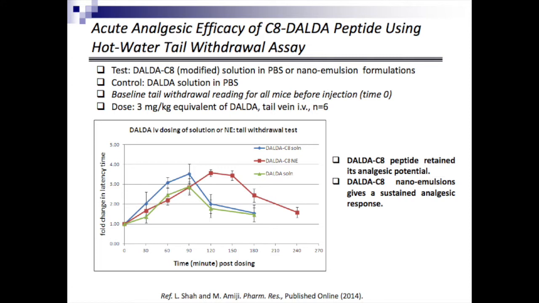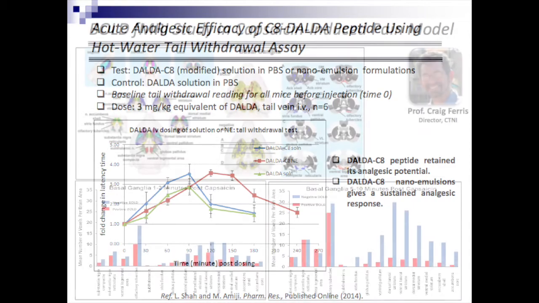With the nano-emulsion form of C8, we see a delayed response. We see a much slower response, and the peak time is moved to about 120 minutes, 2 hours after administration. And then we also see this prolonged extension of activity, which is consistent with our blood pharmacokinetic data, because we see this long circulation time with the nano-emulsion, and it is not cleared as rapidly as the solution form. And so we are able to extend the duration of analgesic activity tremendously with the nano-emulsion form.